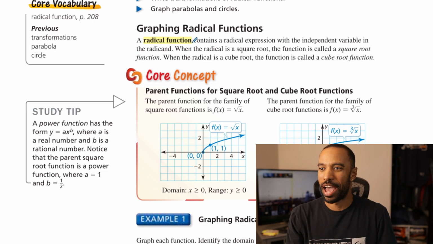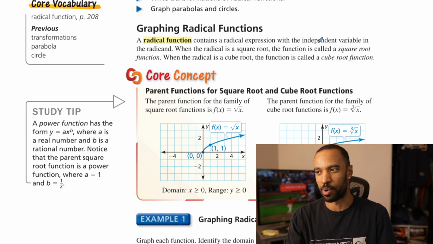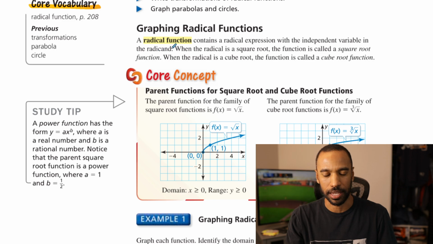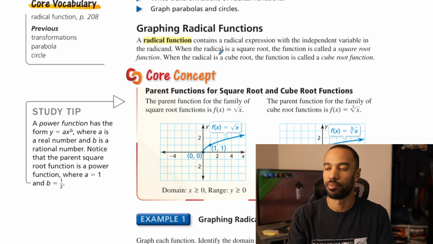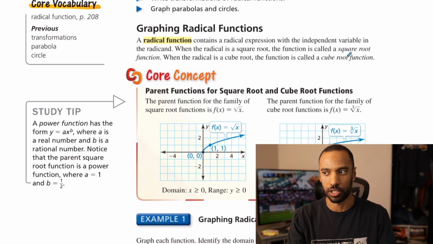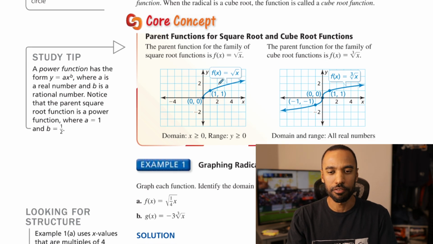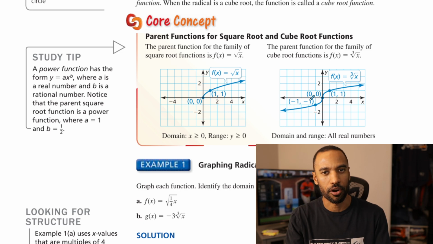Okay. A radical function contains a radical expression with the independent variable in the radicand. We're talking about the x inside of the square root or something like that. When a radical is a square root, the function is called a square root function. What's a cube root? It's called a cube root function. Now, there are two different functions you're going to be looking at. Here's the square root one. Here's the cube root one as a general parent function.